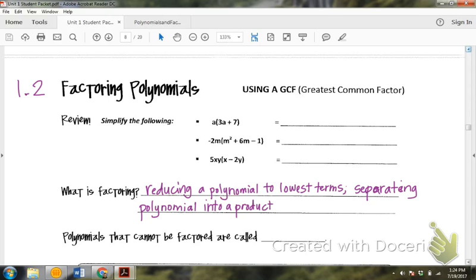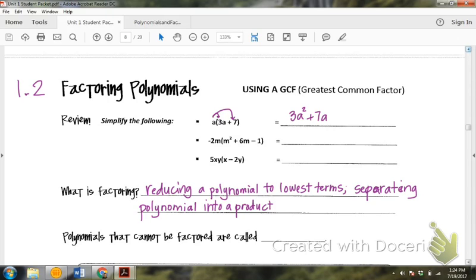So let's look at these couple examples at the top. These are multiplication problems at the top. What do we do with this A outside there? What are we going to do with it? Distribute it. And distribute it means to multiply, right? So we reviewed this on Monday. A times 3A is going to give us 3A squared. Good. And then A times 7 plus 7A. Good.